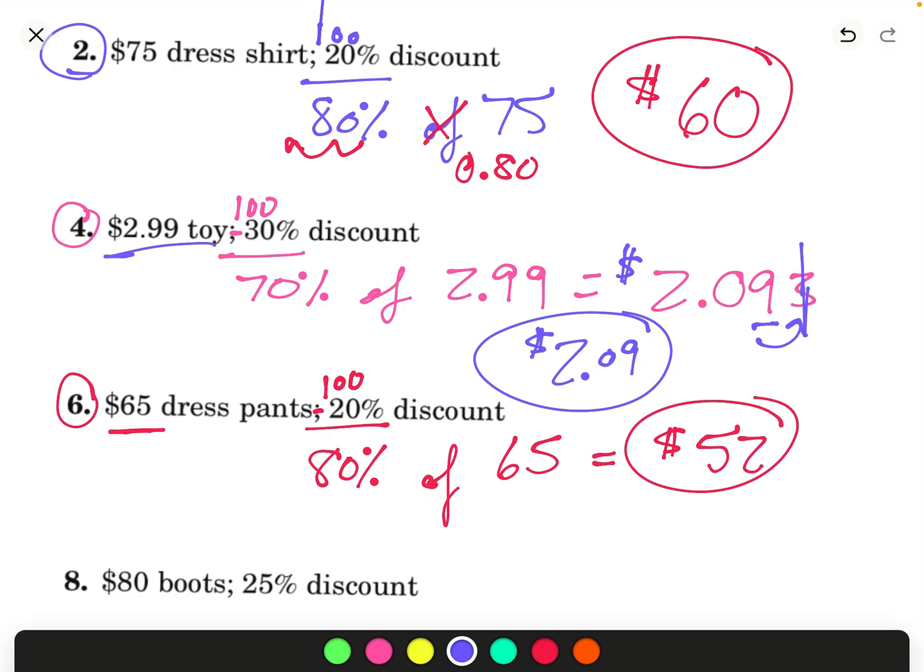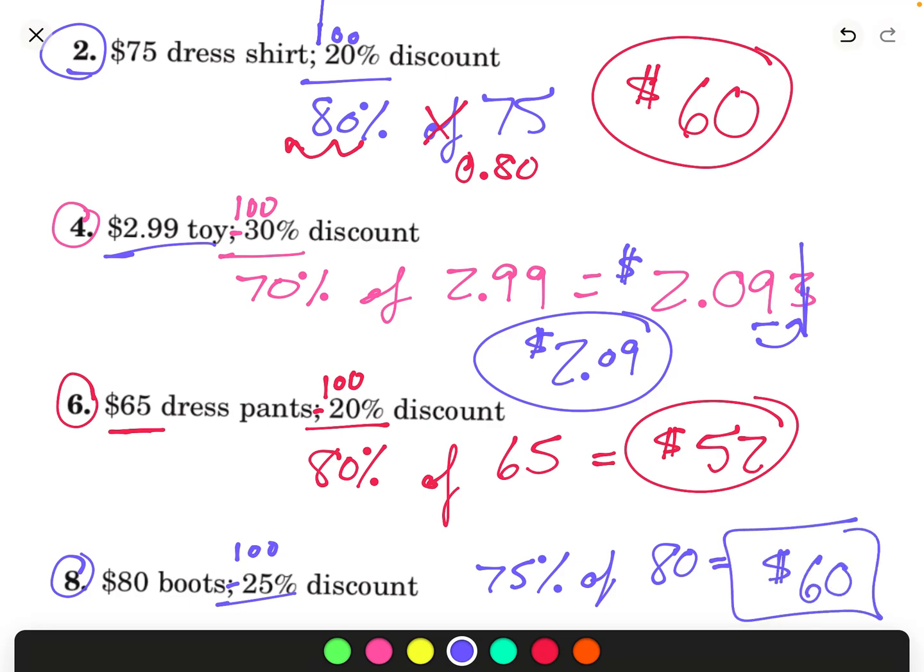Let's look at one more. $80 boots, 25% discount, so I know, again, you don't have to do it. Like I said, if you can subtract from 100 in your head, go for it, right? I know I'm going to be paying 75% of the $80. And again, that's 3/4 if you want to go that way, but in this scenario, you're going to be paying $60 in that case. Okay, so originally the boots were $80. The sale price is going to be $60.